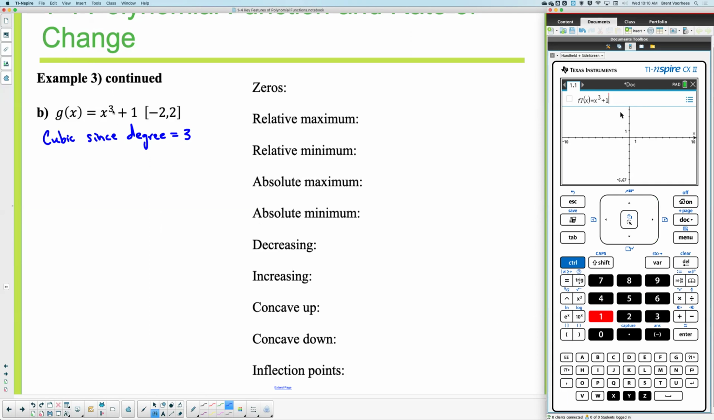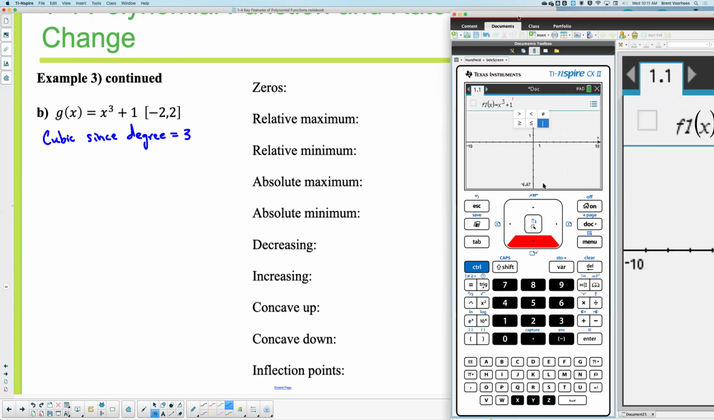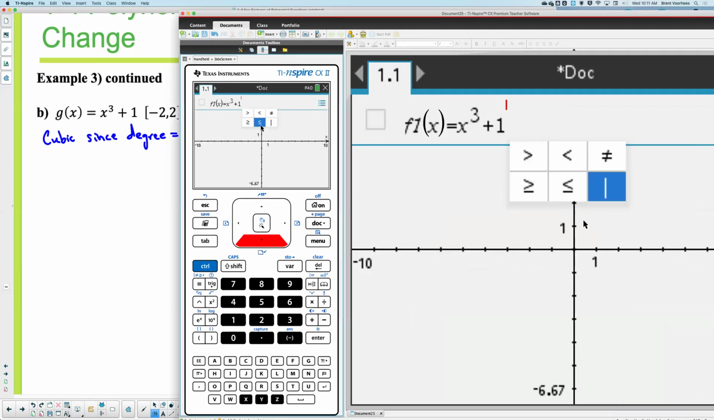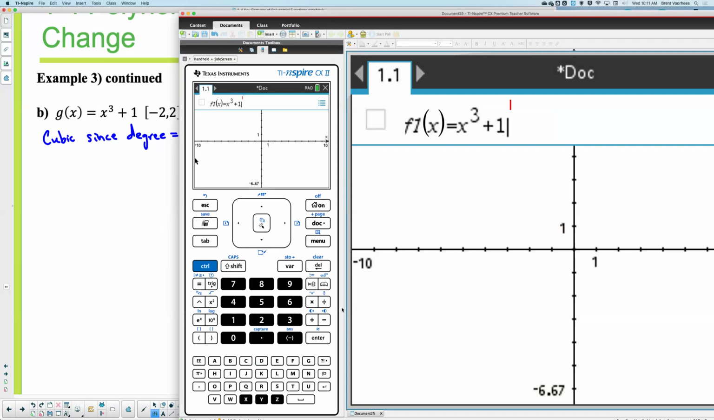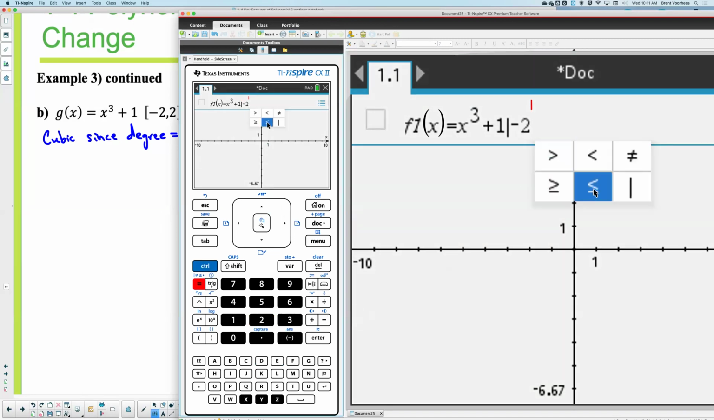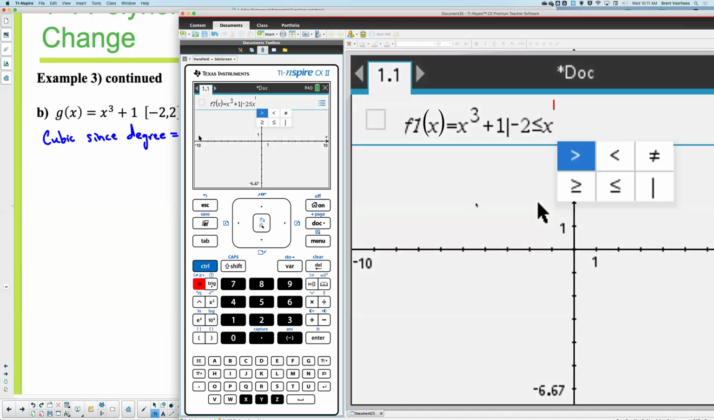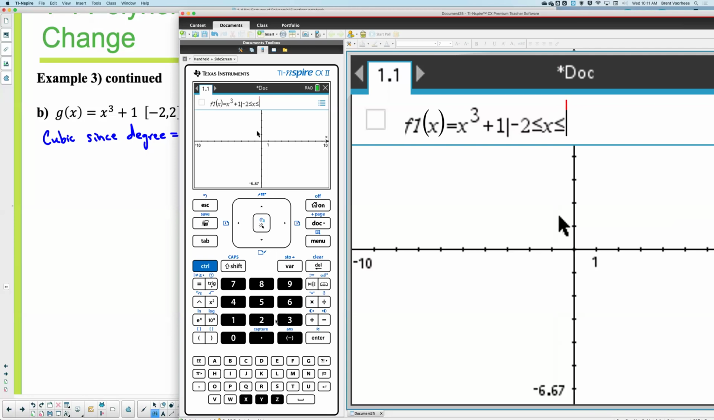Before I hit enter, how do I type in the restriction from -2 to 2? Control equals. Now you choose the pipe. Let me go bigger so you can see what I'm doing better. I'm going to hit that pipe and control equals. Type in -2, and for the calculator, you have to use inequalities: -2 is less than or equal to x, which is less than or equal to +2. Now press enter.